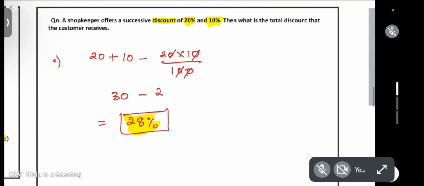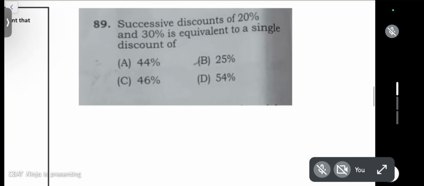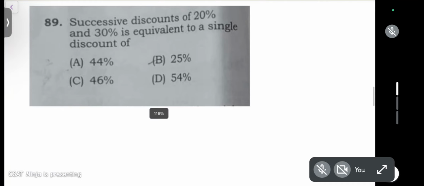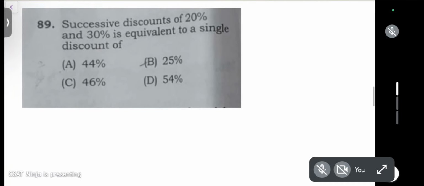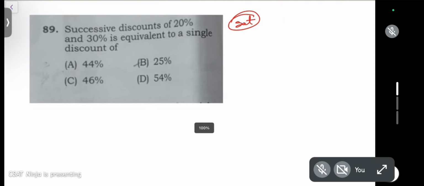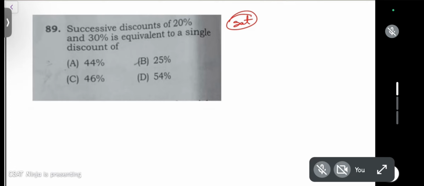You can comment. I'll take this question, okay? This is an interesting one. This question was asked this year, just last week, on last Saturday, okay? The question was this: a successive discount of 20% and 30% is equivalent to a single discount of... Actually, this question was asked in NSSB technical, which was held last Saturday. So in this exam, this was asked.